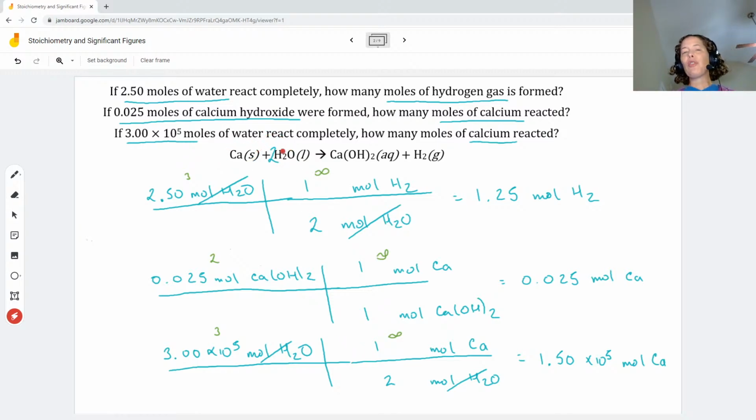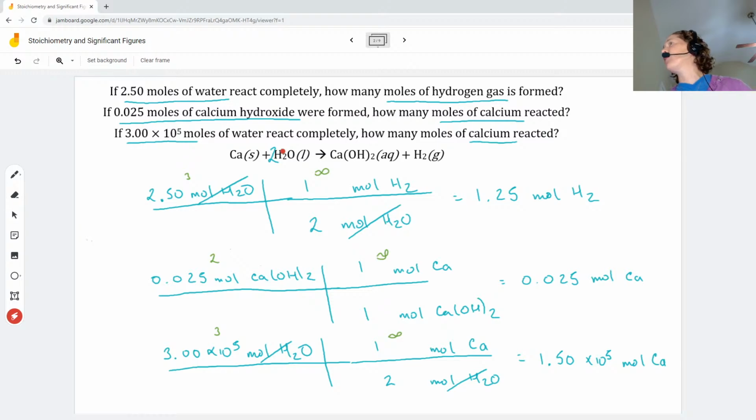So stoichiometry, we usually think of it as reactants to predict products, but you can go any which way in the balanced chemical equation. So yes, reactants to products, products to reactants, reactants to reactants, and also products to products. As long as you've got a balanced chemical equation that brings these molecules together, you can use stoichiometry to move however you want through these problems.